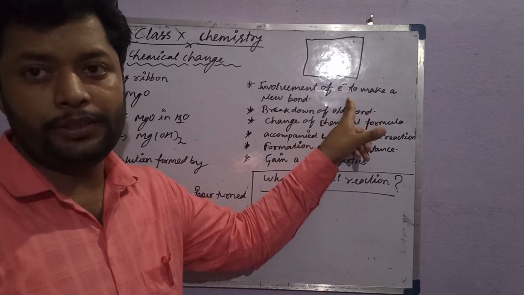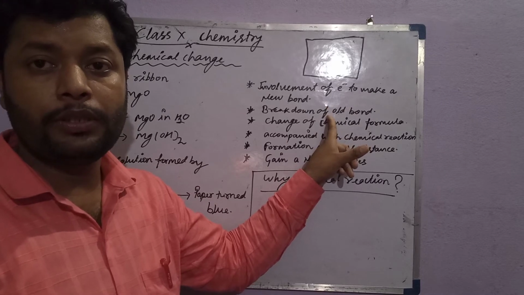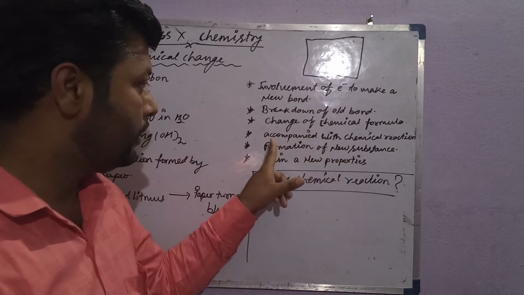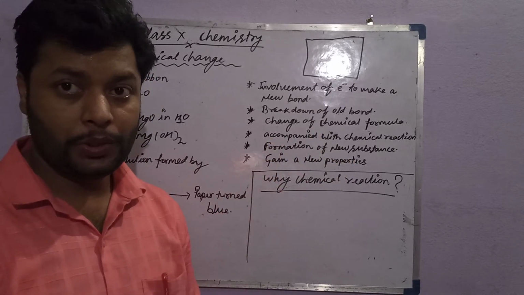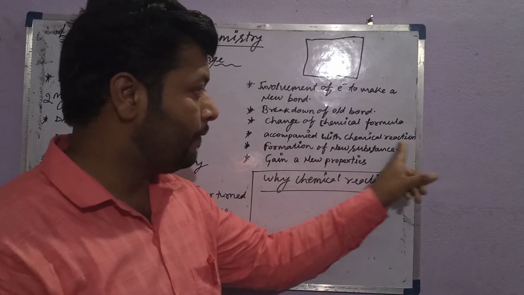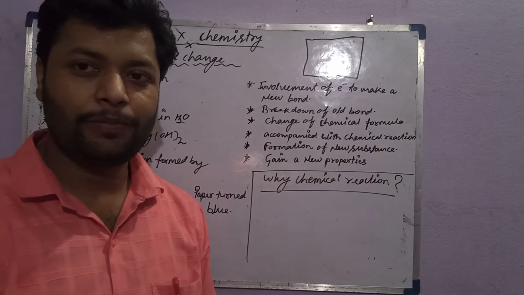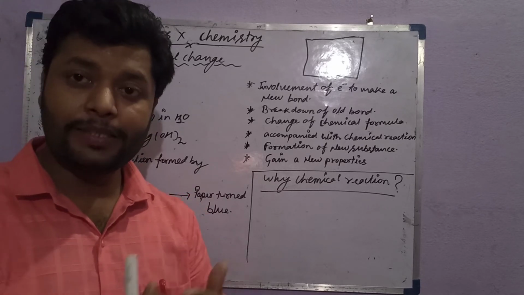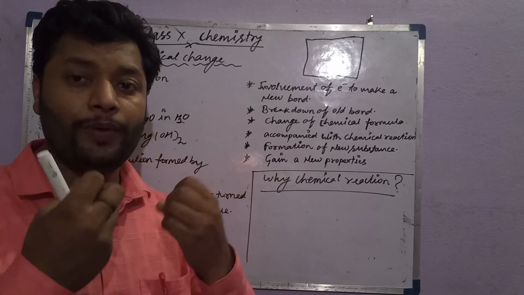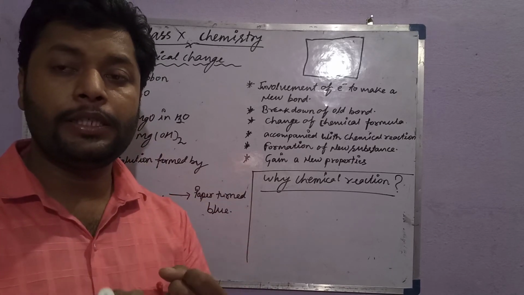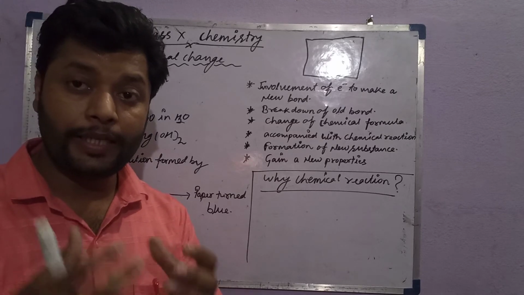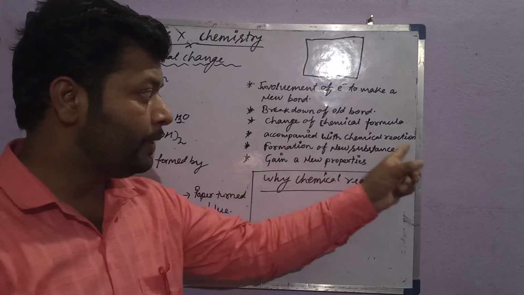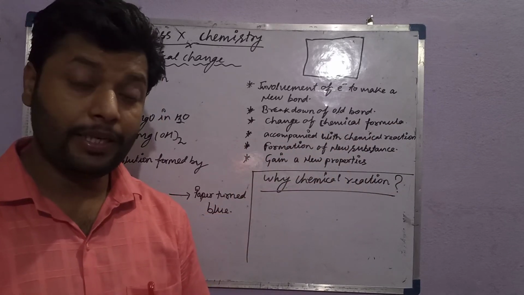So when an old bond breaks down, there must be a change in the formula. The chemical formula must change. And whenever the formula changes, a chemical reaction always takes place. Chemical reaction means the changing of formulas. Whatever initial molecule or substance we take, that changes. So change of formula is accompanied with chemical reactions.